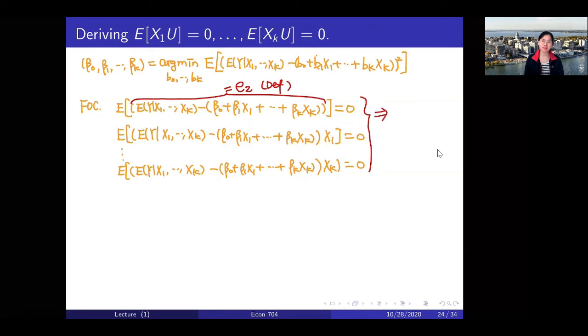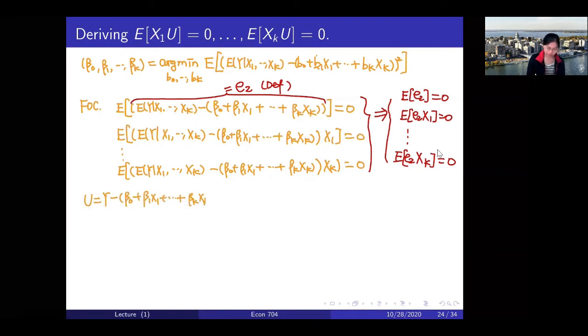Then this first order condition will imply the expectation of E2 equals 0, expectation of E2x1 equals 0, expectation of E2 times any of the x equals 0. So this is implied by the first order conditions. But E2 is not the error term. The error term instead equals y minus the projection.